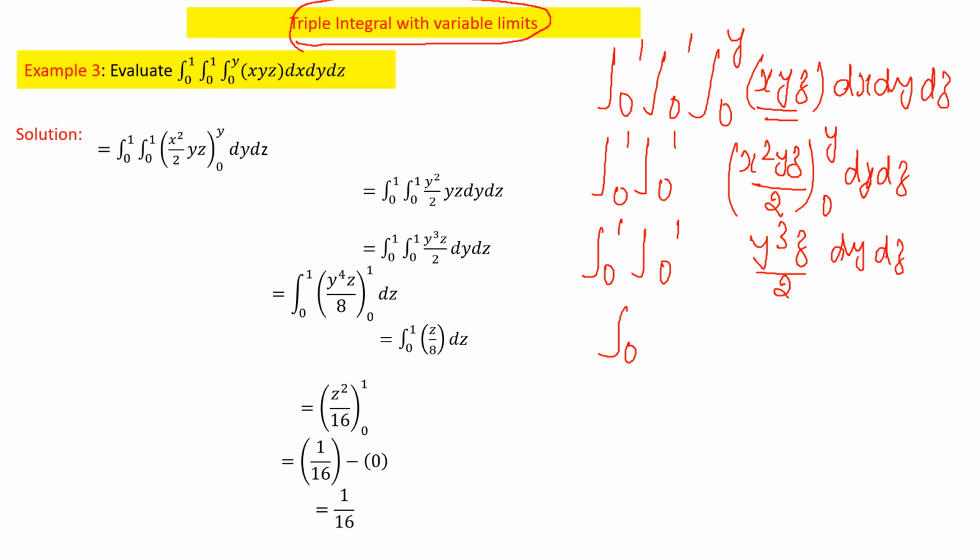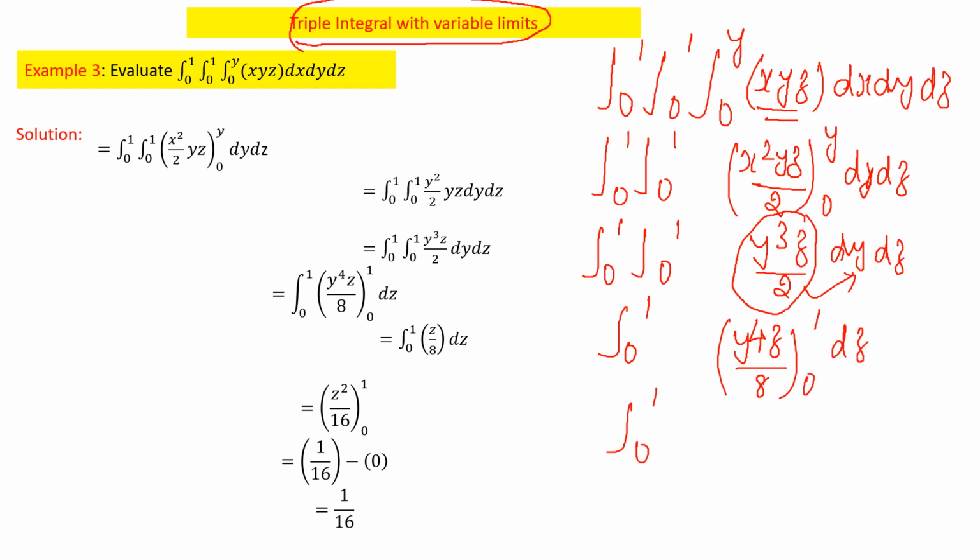Next step, keep the outside integration 0 to 1 as it is. Integrate this function with respect to y. So integration of y power 3 will be y power 4 divided by 4. In the denominator we have 2. So this will become y to the power 4 z divided by 8 between 0 to 1 and dz. By substituting upper limit 1, this will become z over 8 into dz. By integrating this function with respect to z, we will get z squared by 16. Substitute upper limit 1, this will become 1 by 16. Substitute lower limit 0, this will be 0. So the final answer is 1 over 16.